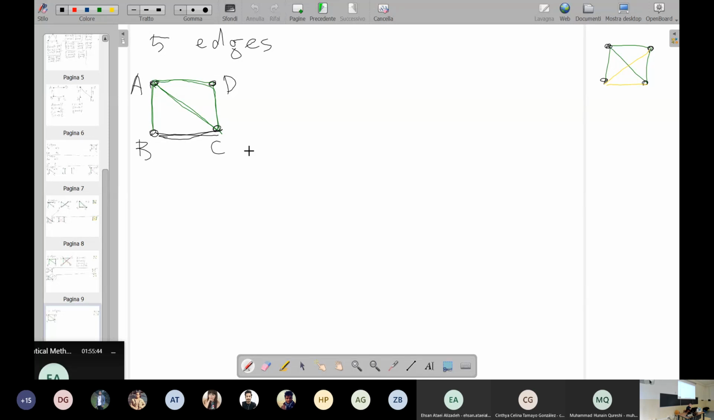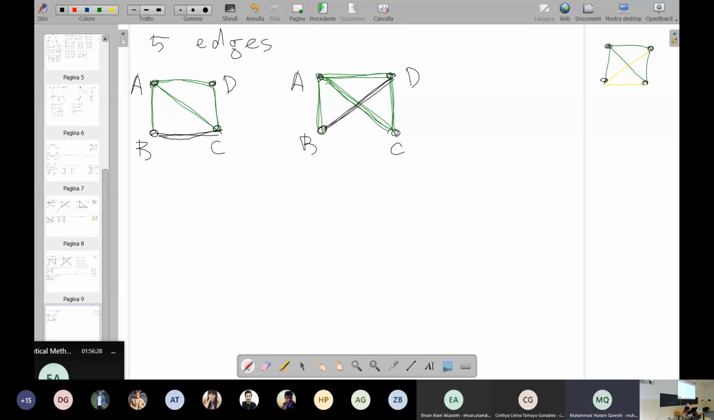And what if I add the other one instead? So, the other possibility is this. And question, is this isomorphic to the other or not? Yes, it is. Yes. Good, good.